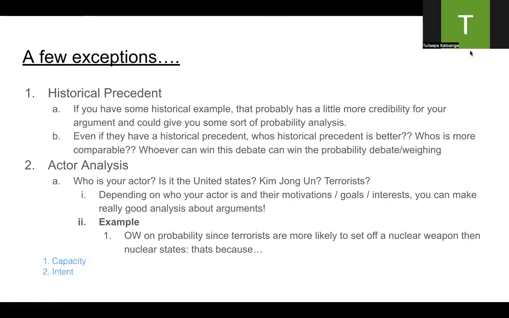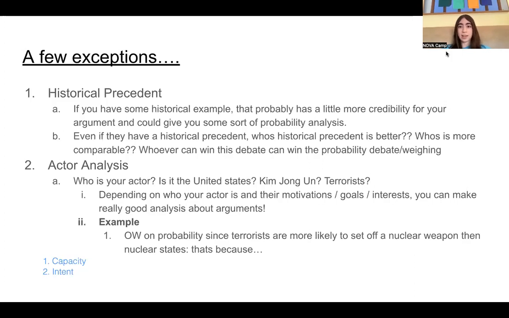Can anyone explain these two things? Capacity is just the means that you have to be able to do something, and intent is whether or not, why would someone do that, basically. Perfect. Thank you, Tui. So when you're analyzing an actor, every single person has capacity and intent. Let's say my argument is that I'm going to go out and start egging some cars, right? Let's analyze this on probability, whether it is probable that I'm going to do this.